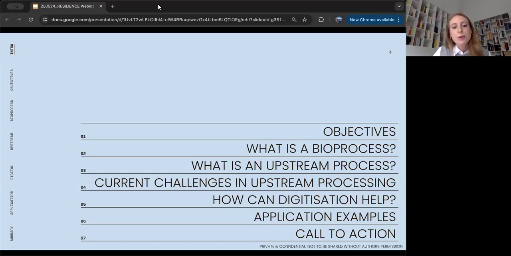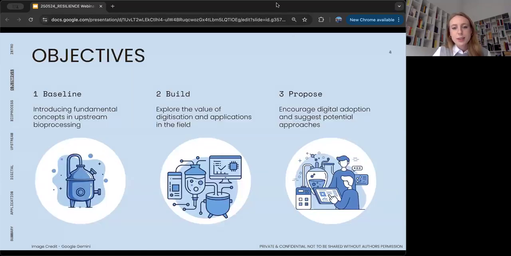And then we'll explore how digitization can help through 3 practical real-world examples. And finally, we'll end with a call to action. So now that we've outlined what we'll be covering today, you could just move to the next slide, James. Thank you. Let me briefly walk you through our objectives of this presentation.